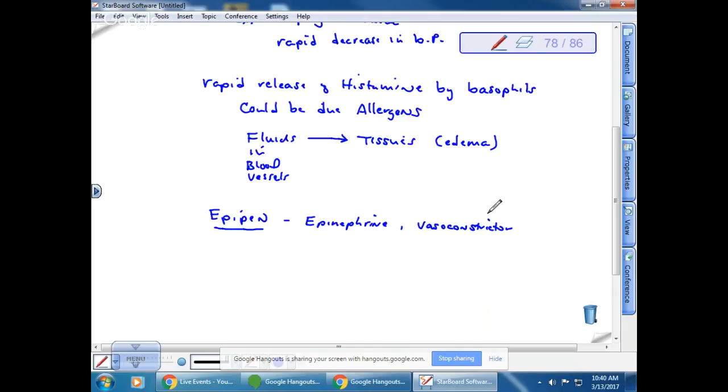EpiPen. The other thing that they always say you should have in your medicine cabinet is Benadryl. Right? That's because that will, as an antihistamine, also stop the swelling, any dangerous swelling that you might have. Okay.